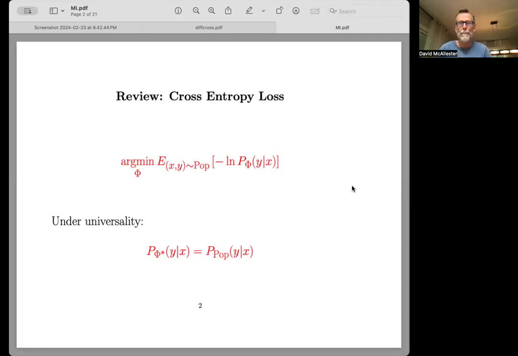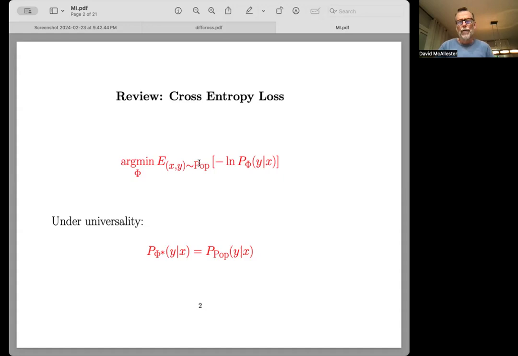So this is just a reminder, if we're doing a classification problem, where we want to predict y from x, we find the parameter setting minimizing the expected negative log probability under the model of y given x. Cross-entropy loss, the fundamental equation of deep learning.